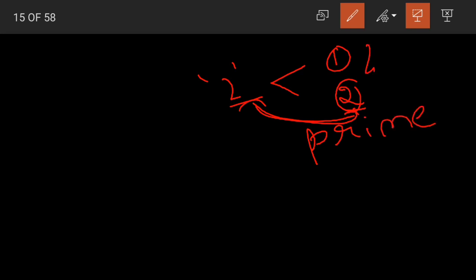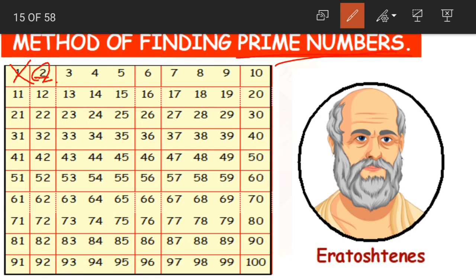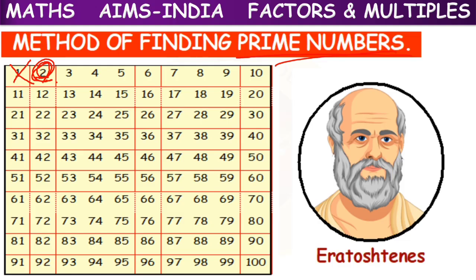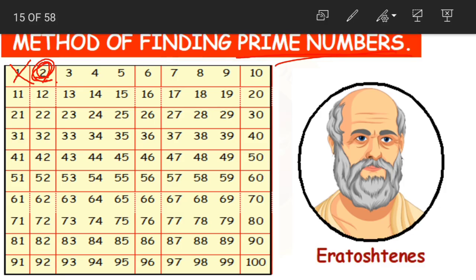Yes or no? These are the only two numbers which divide 2 exactly. So 2 is a prime number as it has only 2 factors. So we encircled our 2 as it is a prime number. Next, cross out all the multiples of 2 as they have more than 2 factors. Now what should we do? Cross out the multiples of 2.